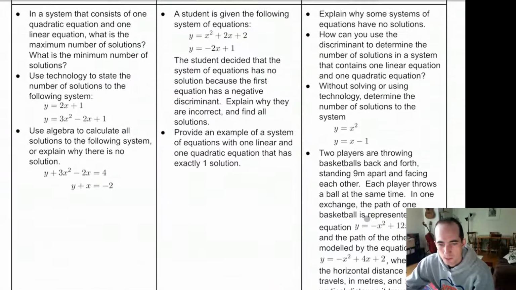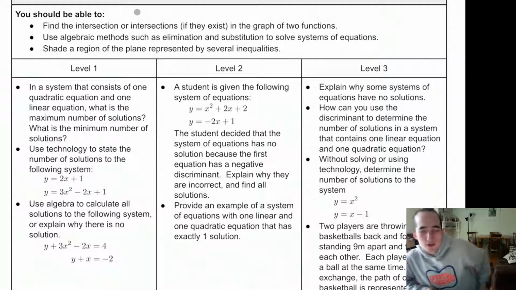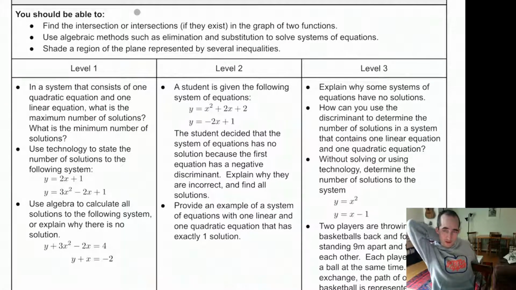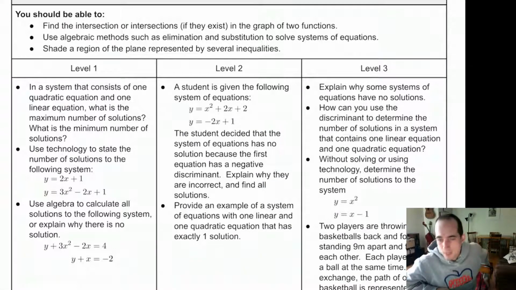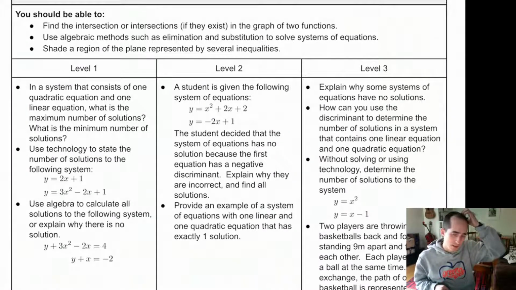Okay, next up we have systems of equations and inequalities. You should be able to find the intersection or intersections, if they exist, in the graph of 2 functions. I could give you 2 functions. You may have to graph them and find the intersections. Use algebraic methods such as elimination and substitution to solve systems of equations. Shade a region of the plane represented by several inequalities. I think all of these were questions that we did on the last assignment.